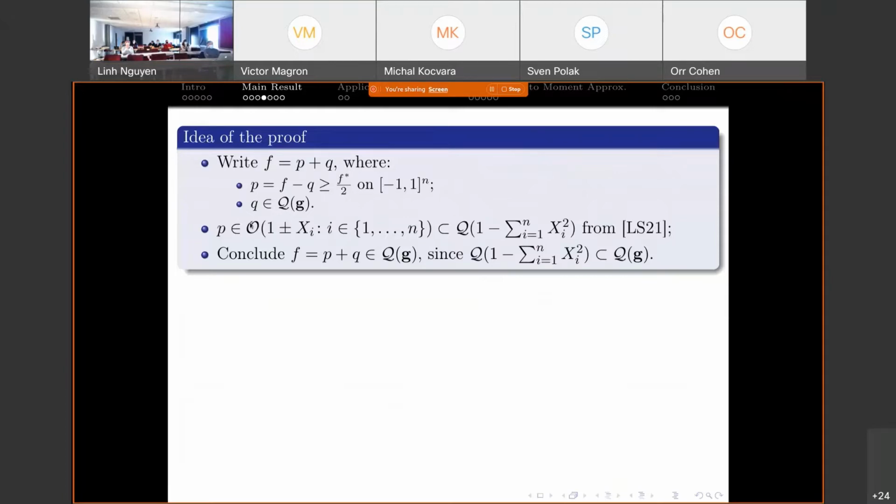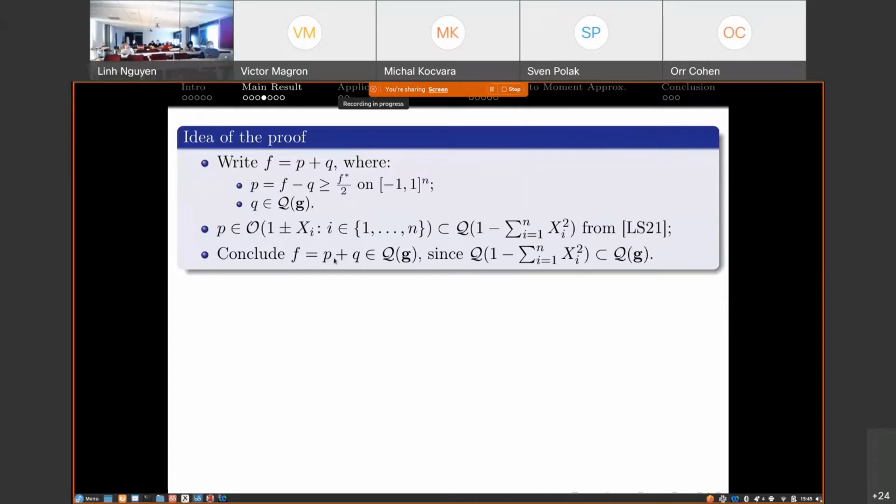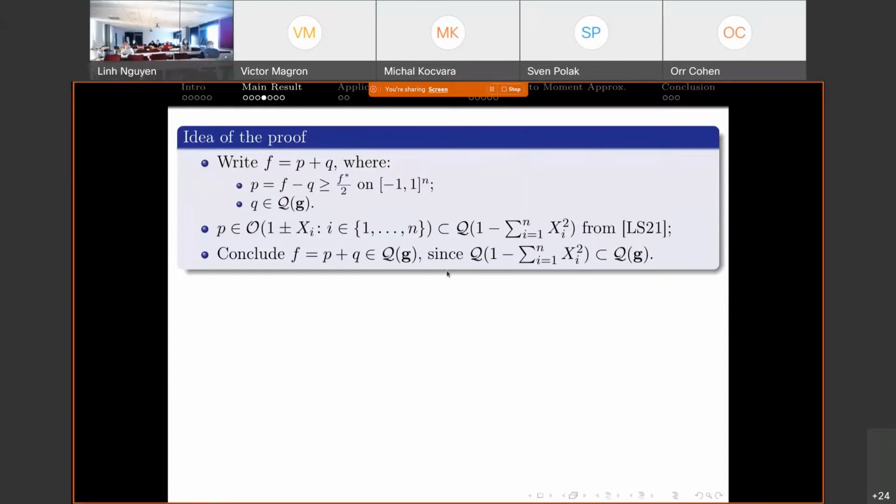Why does this conclude the proof? Well, if we know that p is in the preordering of the hypercube by the result of Laurent and Slot, this is easy to show that it is inside the quadratic module defined by the unit ball. And so we have that f equal to p plus q is in our quadratic module, since we know that this ball is inside our quadratic module by the normalization assumption. And okay, to make this effective, you have to consider the degree of all these representations to get the bounds that we have.